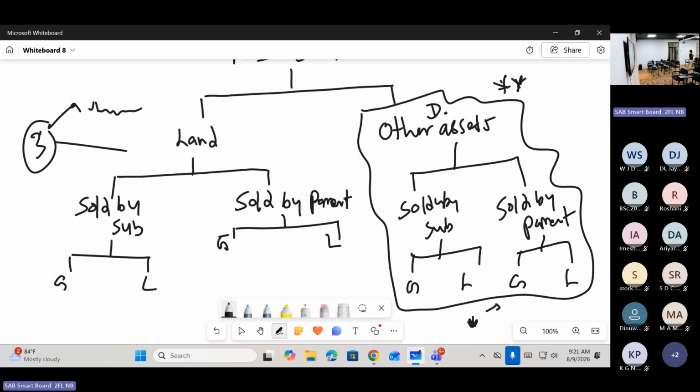In some scenarios, this dividend has already been paid, but in some scenarios, it will be a payable and a receivable.